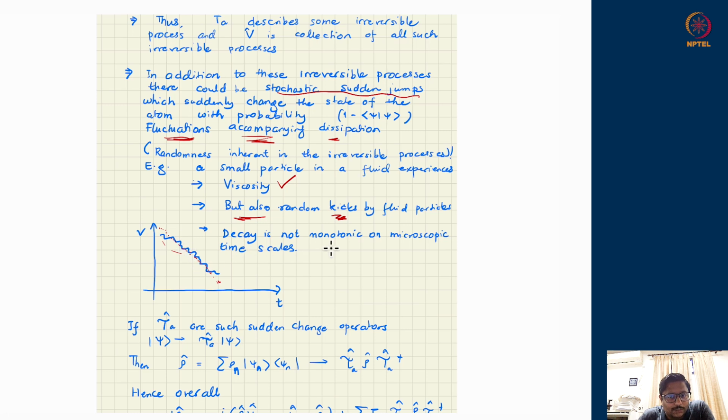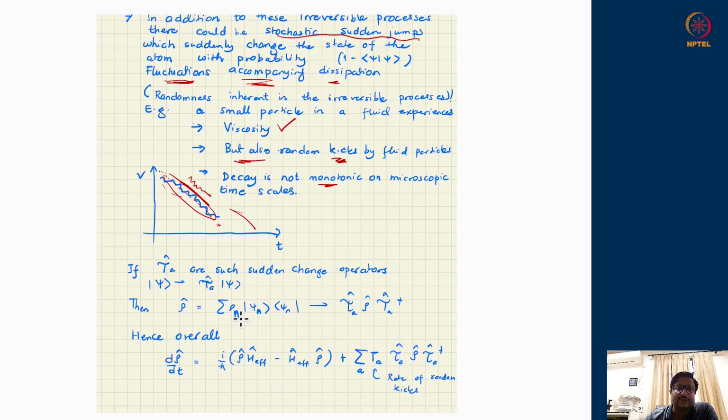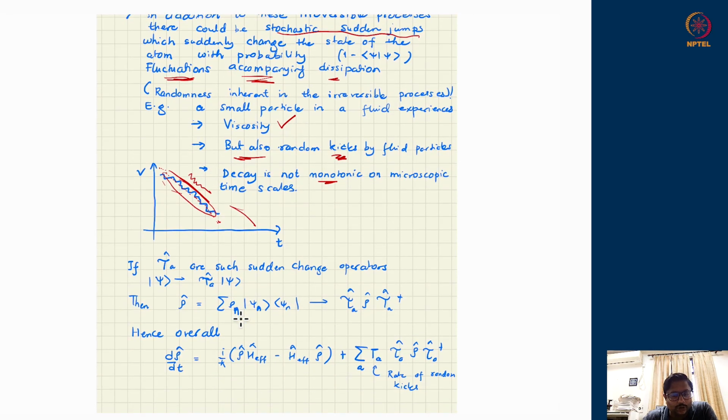So it is not a monotonic function on microscopic time scales. Only if I zoom out of this region, it will look to me like a smooth curve like that. But if you really zoom into this, I will see that there are tiny fluctuations. This curve is not really smooth like that. Okay. So this is the dissipation, and fluctuations accompany all the dissipative processes, which are thought to be carrying some fluctuating characteristics as well.